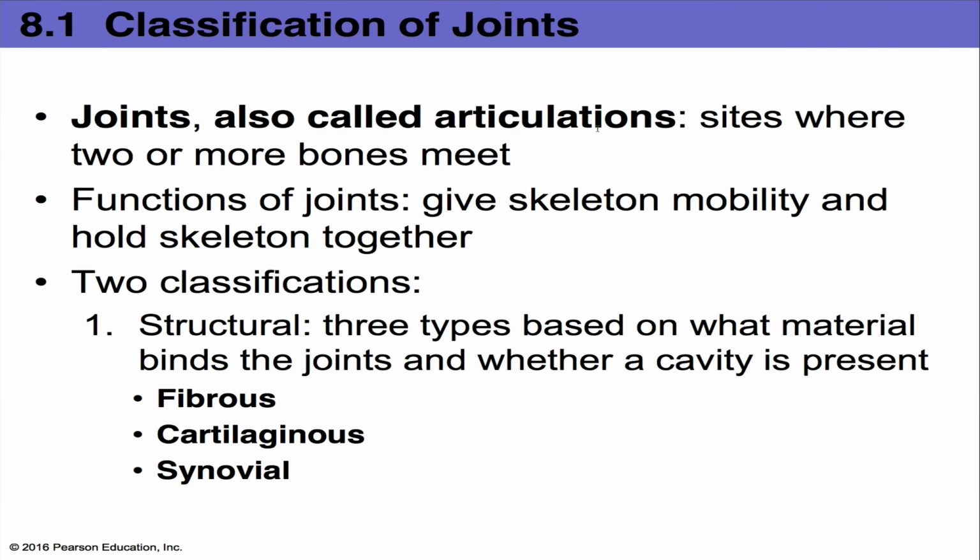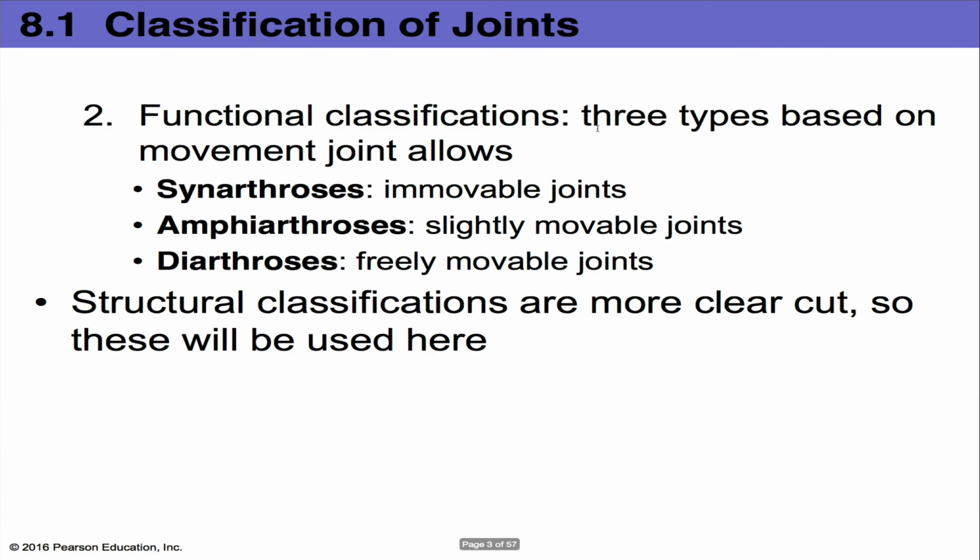Now, joints are classified by structure and function. When we're talking about structure, we're talking about what materials are present that bind the joints together. In addition to that, we're also looking at whether a cavity is present or not. There are three types of structural joints that we're going to be looking at. These three are fibrous, cartilaginous, and synovial joints.